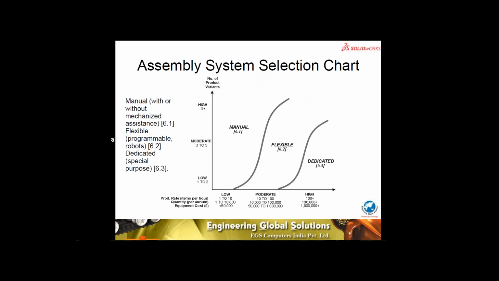The assembly system selection chart, as can be seen over here, could be manual, could be mechanized with or without mechanized assistance, could be flexible, it could be hard automation or semi-soft automation, or it could be dedicated hard automation as it is given over here. Now from the graph, we can choose the methodology that we need for the assembly systems that would drive up our costs or reduce our costs according to what the design decides.